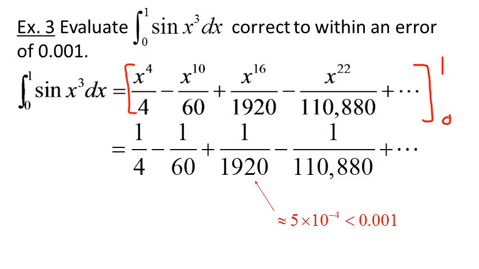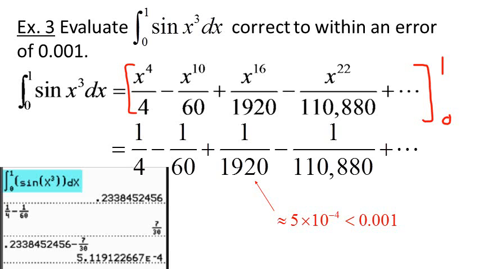Using a calculator, I find that the first term that is less than 0.001 is 1 over 1,920. So by the alternating series error estimation, the sum of the first two terms of the series should result in an answer that is within 1,000th of the exact sum. Let's check that.